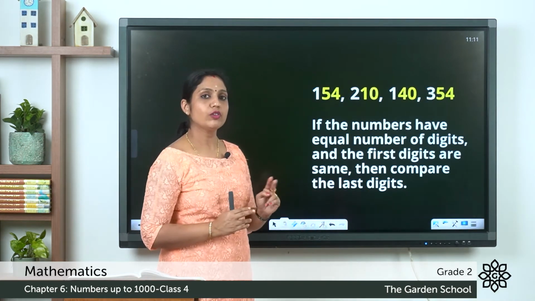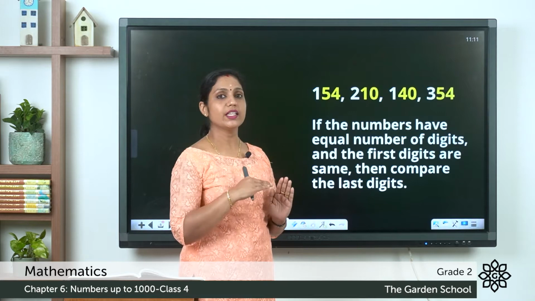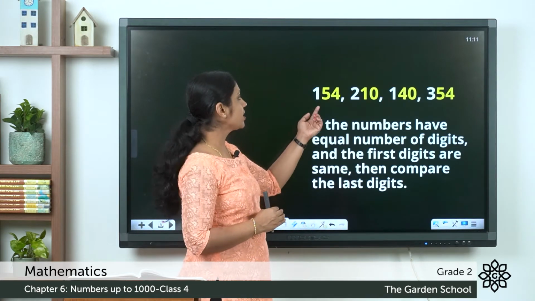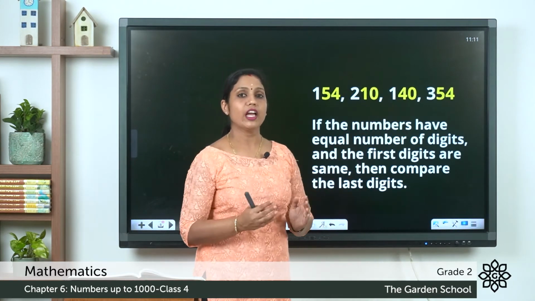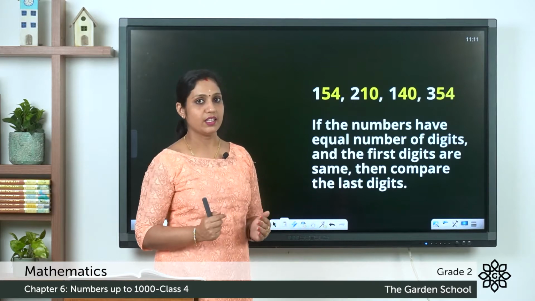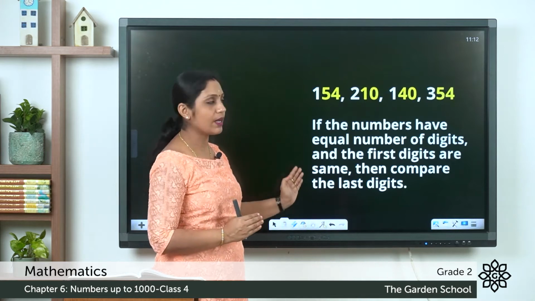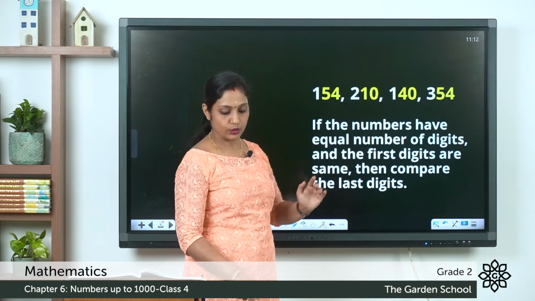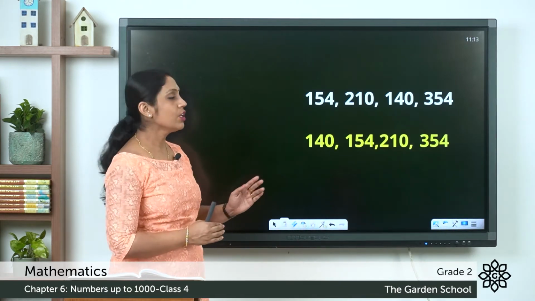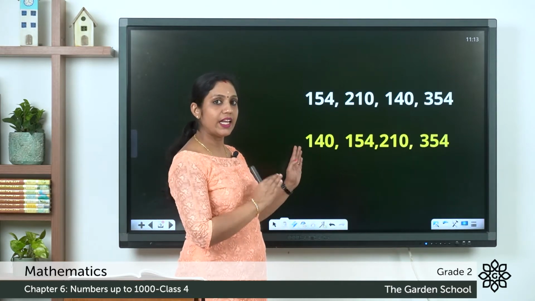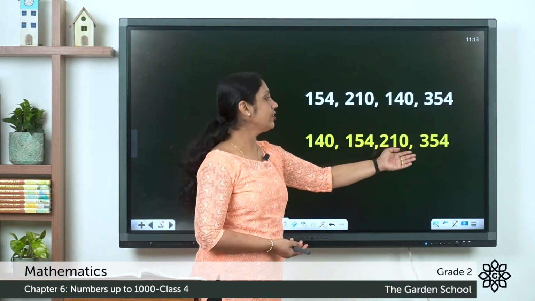With the hundreds place, we have two numbers, 154 and 140. So then we need to take the next digits, that is the second place. In the number 154, we have 54 and in the number 140, we have 40. So which is the smallest number? It is 140. So we have to write 140 first because that is the smallest number. Then the greater number is 154. After that, we have 210 and then 354.